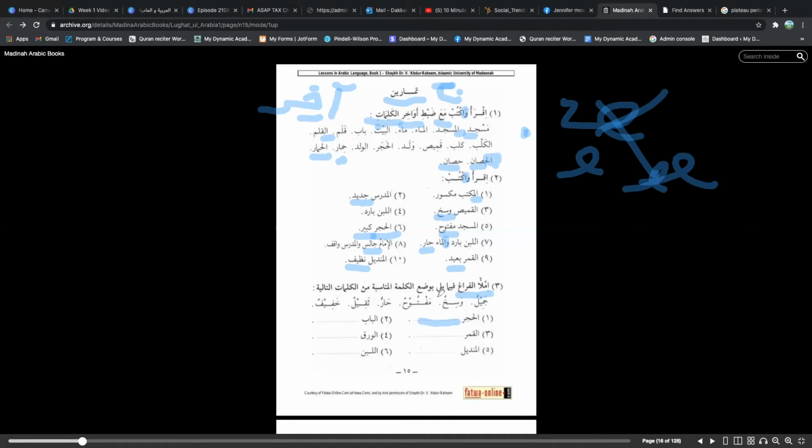Fima yali, and what follows, biwad' and kalima and munasiba, with the munasib means the suitable or appropriate kalima, word, okay? Munasib means suitable or appropriate. Biwad' would place in the munasib, kalima munasiba, the suitable or appropriate word, min al kalimat al ataliya, from the following words. So if you remember, we explained before, kalimat means words, ataliya, this is feminine.